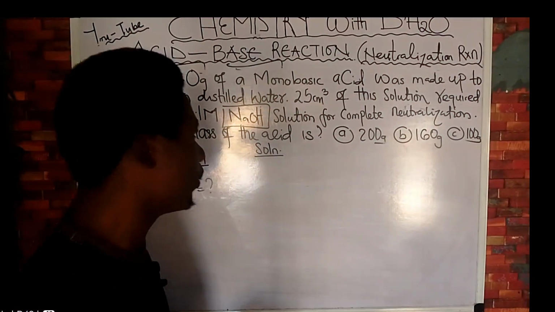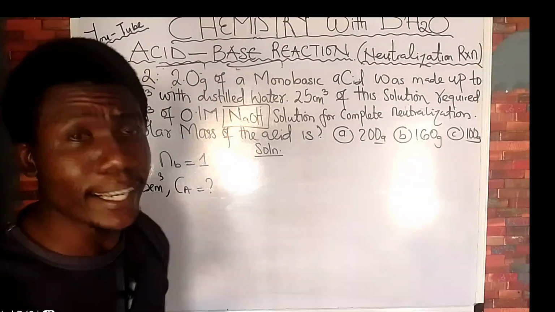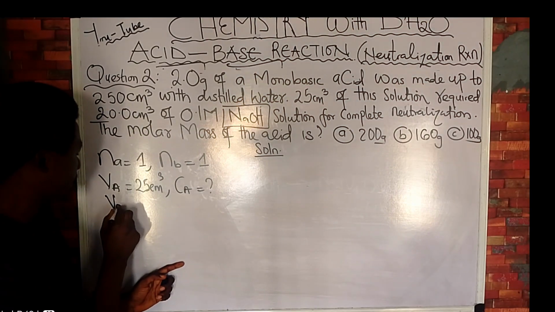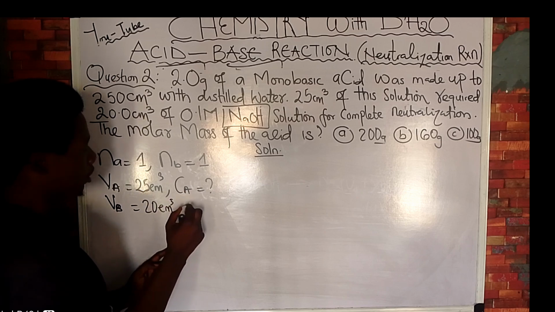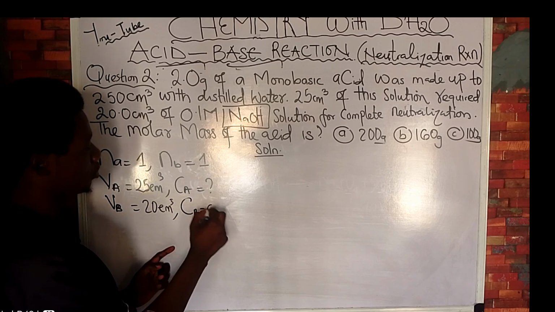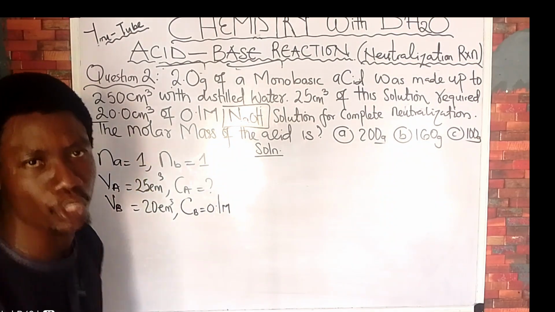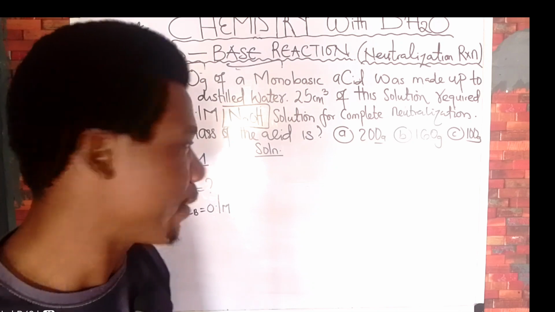So if you look very well, you find out that everything about the base was given to us, which is sodium hydroxide. They gave us the volume of the base. Volume of the base is equal to 20 cm³. Okay, so what is the concentration of the base? It is equal to 0.1 molarity. Don't forget, molarity is concentration in mole per dm³. So let us solve this question.